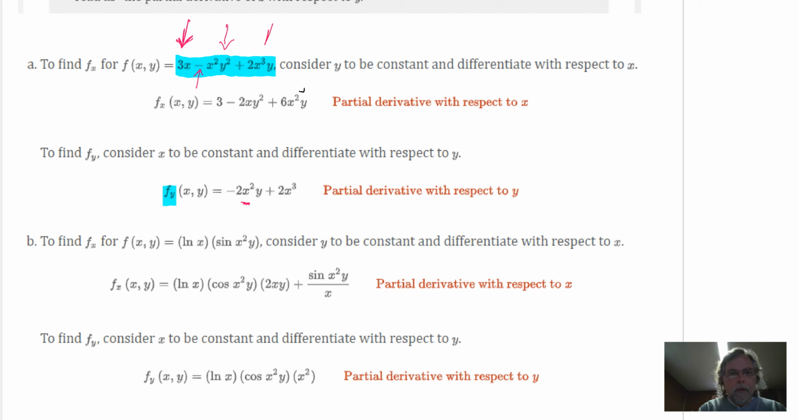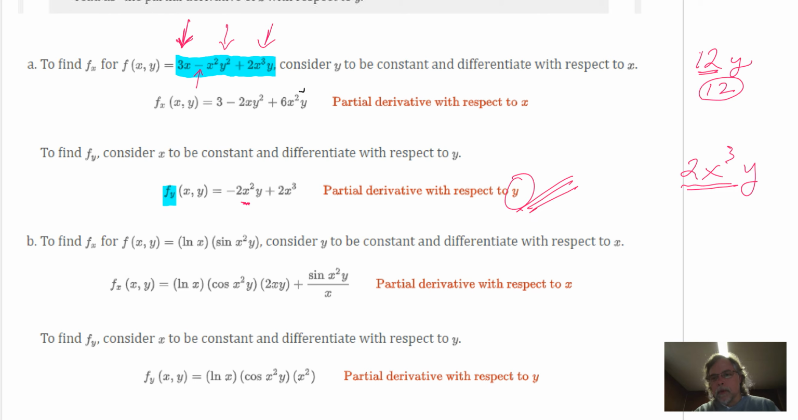The third term in the original function is 2x to the third y. And we're differentiating with respect to y now. So 2x to the third y, differentiated with respect to y, is, well, think about it like, I'm just going to make up a random number here, 12y. 12 is just a random number, not directly relevant to this problem, but just to show the process. So if this is a number, you're taking the derivative of 12y, the derivative is 12. Well, 2x to the third now is regarded as a number. So the derivative is 2x to the third. Okay.